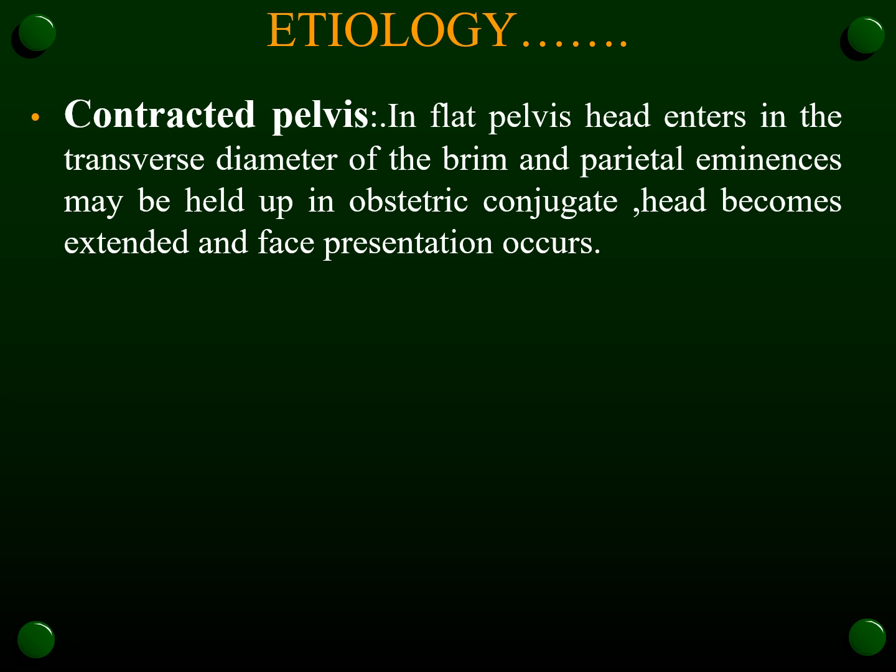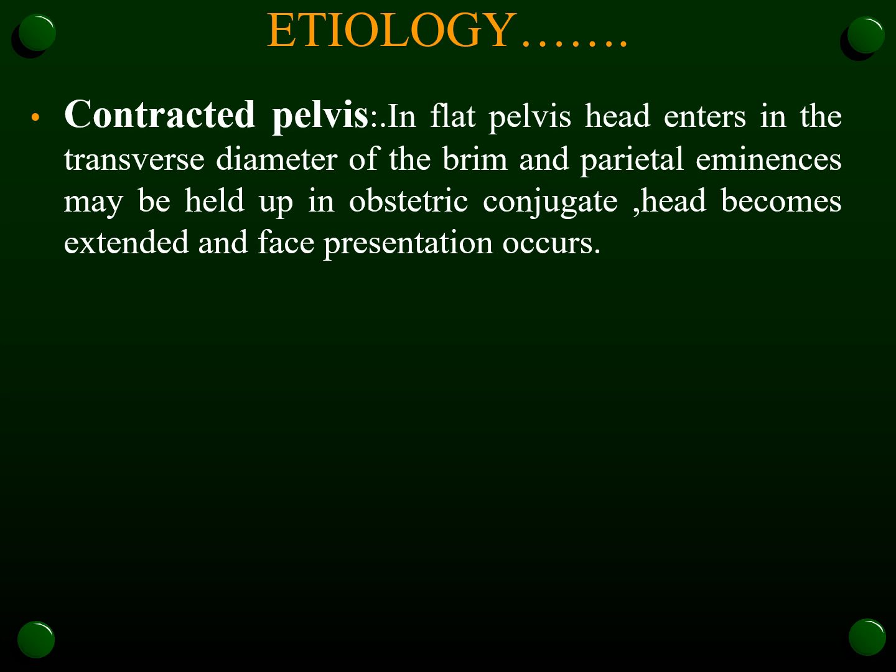In a flat pelvis, the head enters in the transverse diameter of the brim, and the parietal eminence may be held up in the obstetrical conjugate, and the head becomes extended and face presentation occurs. Contracted pelvis means that any of the diameters of the pelvis is 0.5 centimeter less than normal. Already we know that in the longitudinal diameter, the obstetrical conjugate is the lesser diameter, and in contracted pelvis again it will be less when compared with the other diameters.